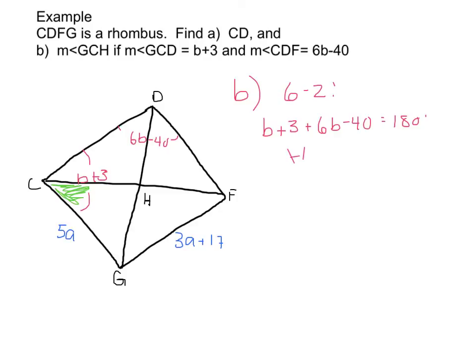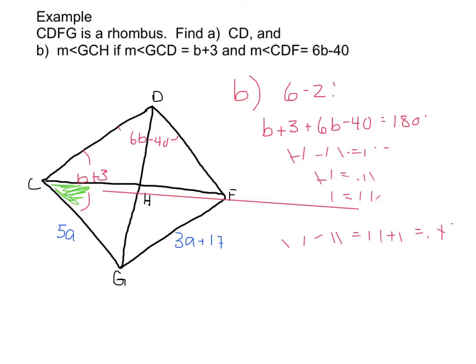We have 7b minus 37 is equal to 180. 7b is equal to 217. And we see that b is equal to 31. Well, that's nice, but now we need to actually find out what the angle is. Since b is 31, we can take this 31 and plug it in for b over here. This will tell us that the measurement of angle GCD is equal to 31 plus 3, or in other words, 34 degrees.